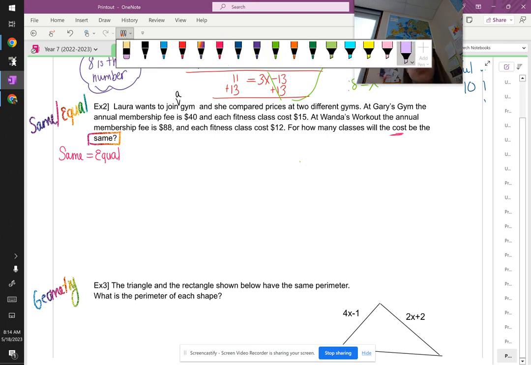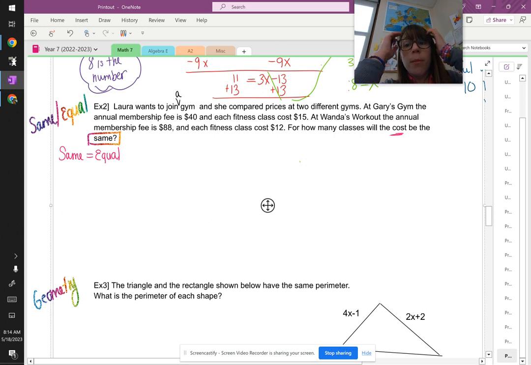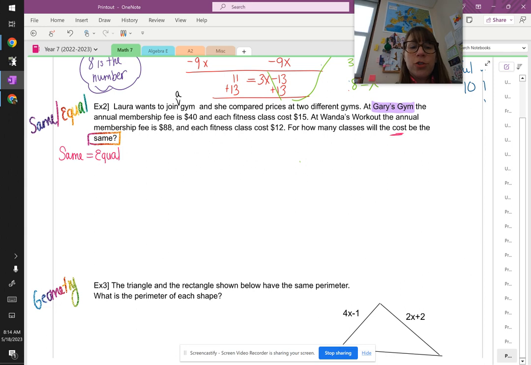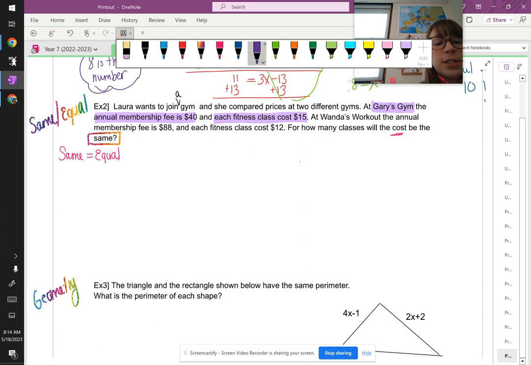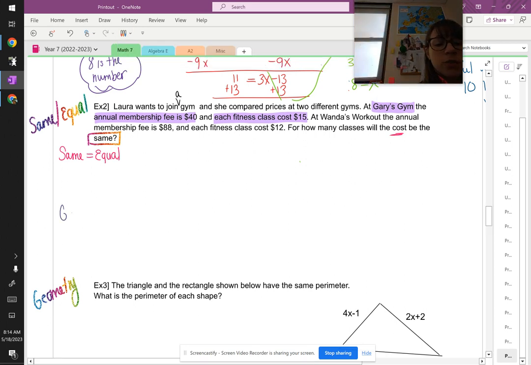And again, each word problem you need to be reading a minimum of 3 times. So I'm seeing that we have Gary's gym. I'm going to go with purple for Gary's gym. We have an annual membership fee of $40 and each fitness class costs $15. So that means I'm definitely going to need to write an expression to represent Gary's gym. Gary's gym equals.